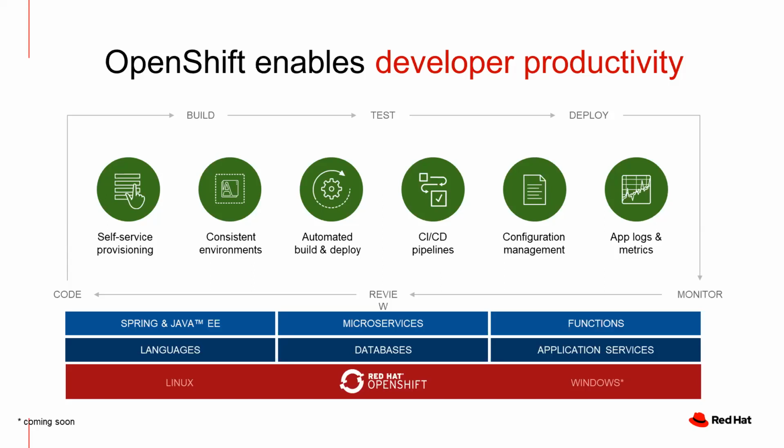When we talk about continuous delivery pipelines, OpenShift provides out-of-the-box support for continuous integration and continuous delivery pipelines so that development teams can automate every step of the application delivery process and make sure that it's executed on every change that is made to the code or configuration of the application.